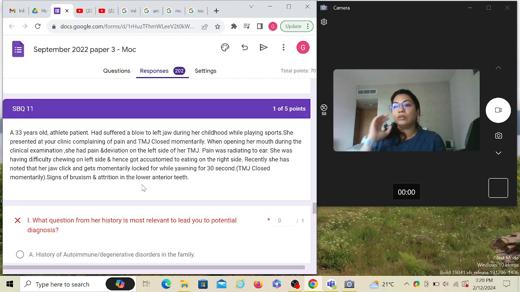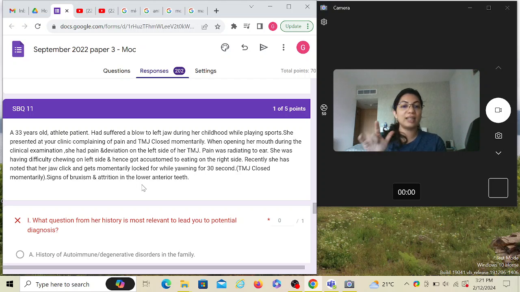Okay, so now I'm analyzing. What am I analyzing? What are the keywords? Athlete, there is a trauma, possibility of a post traumatic disorder. My mind should function this way. Right now, what is the problem? The TMJ is deviating on the left side. Fair enough. There is pain present, so there is a symptom. Difficulty chewing on the left, so she's chewing on the right. Not relevant to me at the moment, but I'm going to keep that in the back of my mind.